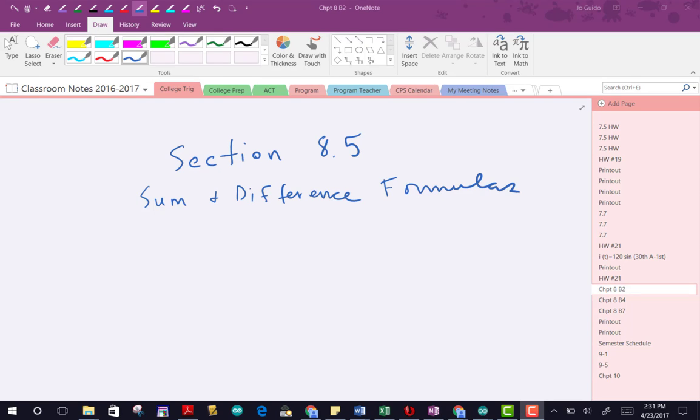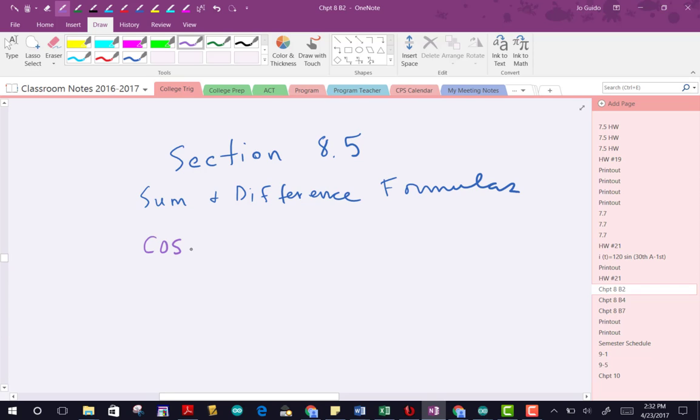In section 8.5, we are going to derive the sum and difference formulas, and then we are going to apply those formulas to solve problems. Before we actually do the derivation, before we look at where the formula comes from, let's just look at what the formula says. So it's really an interesting formula.